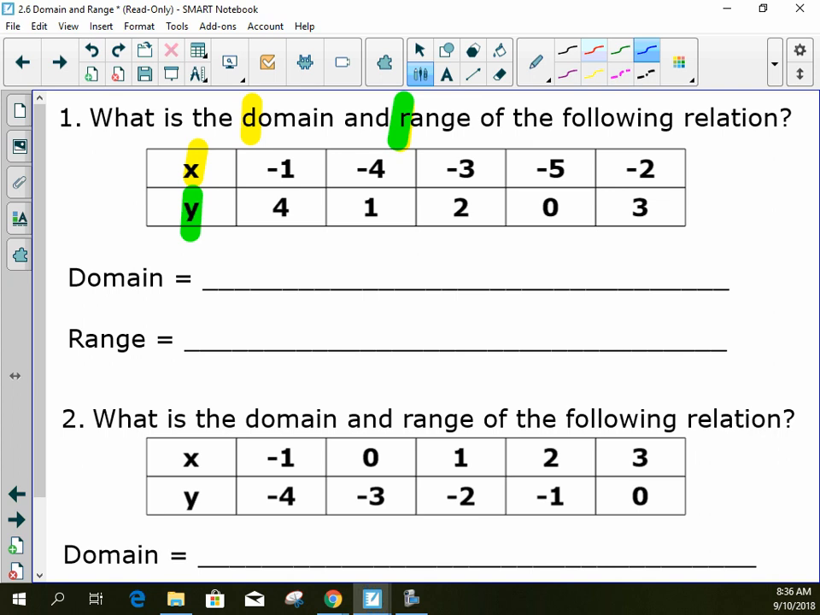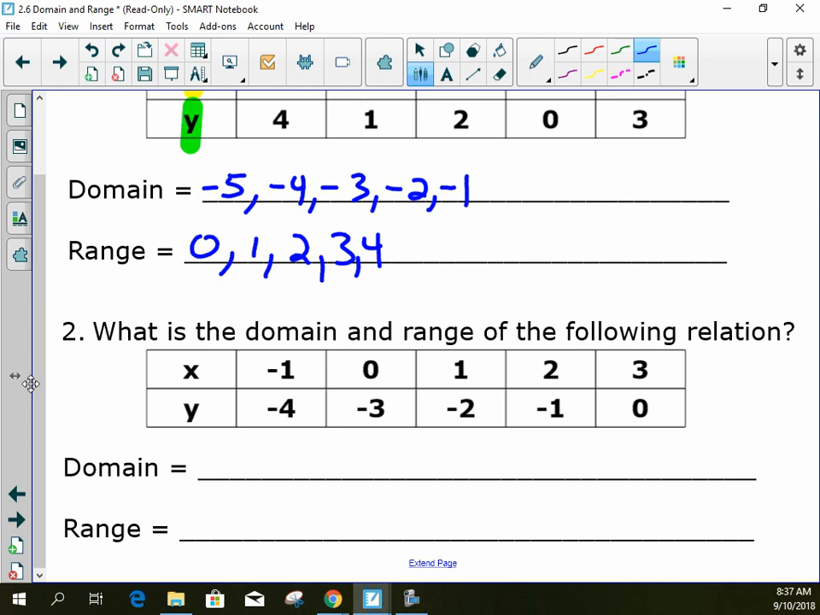Okay, domain. That's my x. So my domain equals, and I have to put them in order from smallest to largest. -5, -4, -3, -2, -1. And I don't repeat. So if I had over here another box and I had another -2, I would not write -2 twice. My range is my y. 0, 1, 2, 3, 4. That's all we're doing.